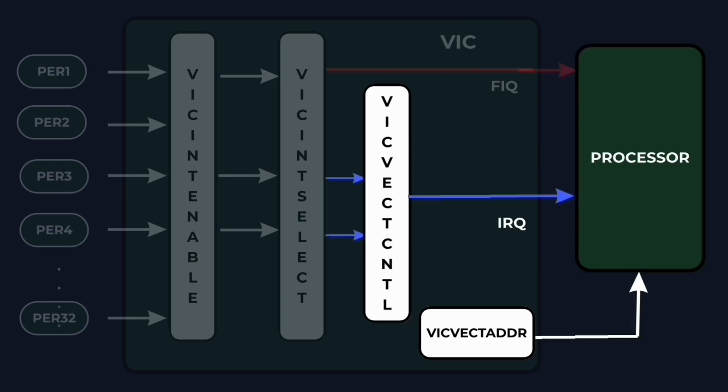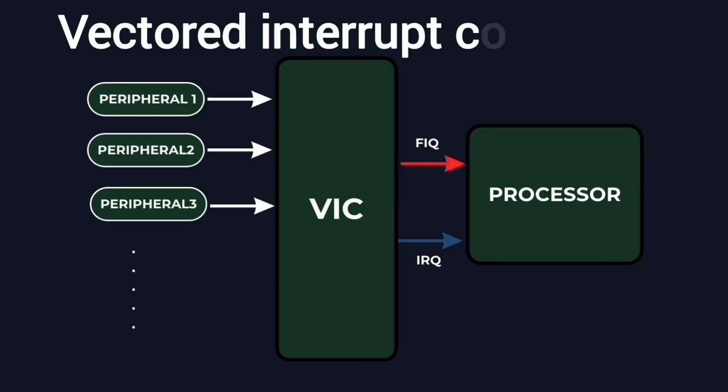If other interrupts are pending, the VIC selects the next highest priority interrupt, updates the Vectored Interrupt Address Register with a new ISR address. The Vectored Interrupt Controller enables interrupts, selects the IRQ or FIQ, assigns priority for IRQs, and provides the ISR address through the Vectored Interrupt Address Register, allowing fast and efficient interrupt handling.